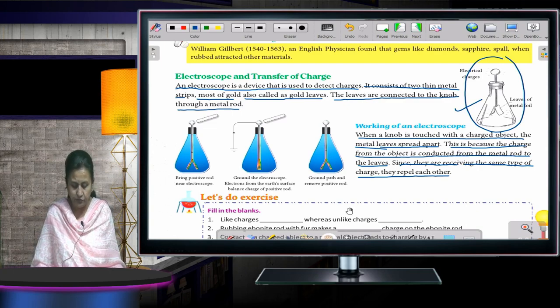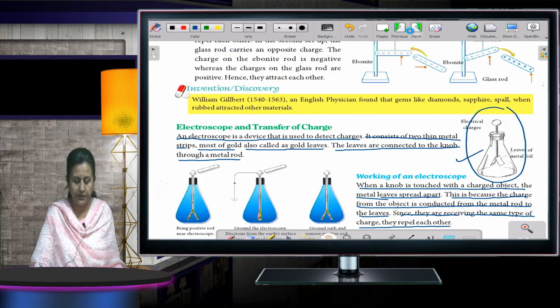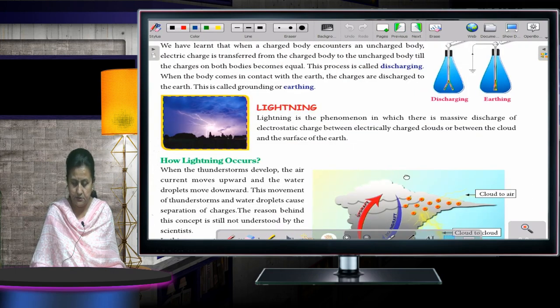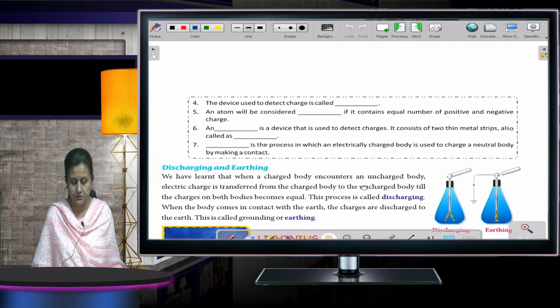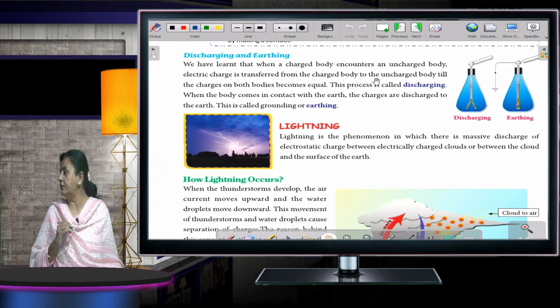Now moving to the next one. You can see on your screens here. Okay, it is clearly visible now.